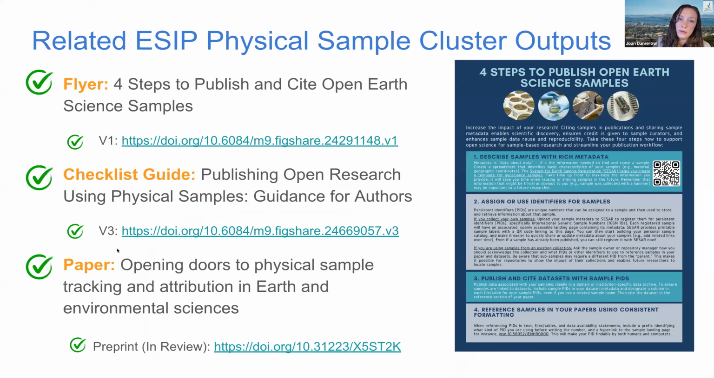Related to this, for the ESET physical samples cluster, we've worked for a few years now on a checklist guide for authors publishing open research using physical samples. This includes things like creating a data set listing all of your sample persistent identifiers like IGSNs and citing that in your papers. We recently submitted revisions for an associated paper in Nature Scientific Data where we outline these use cases and illustrate needs for tracking sample provenance and citations.